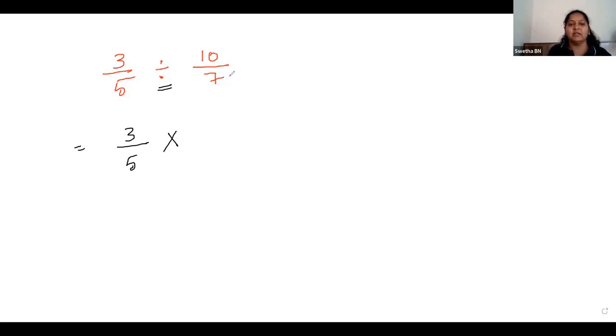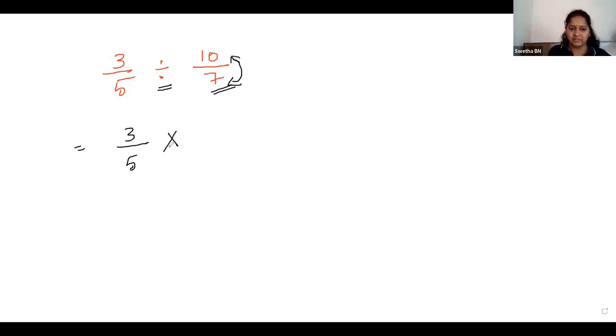Next, I'll go for division. 3 by 5 divided by 10 by 7. So that is equal to, see, in division, we have some changes here. 3 by 5, first fraction as it is. And we are going to change the sign, children. Here, I will change the division symbol into multiplication sign. When you change the sign, you have to take the reciprocal of the second fraction.